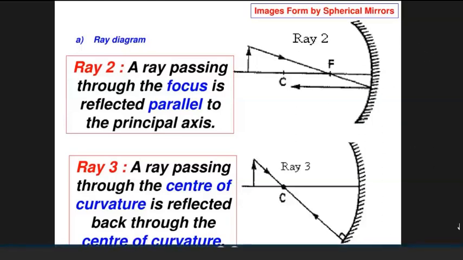Now we have to learn about the third special ray. Only these three special rays will help you to draw a ray diagram for various positions of an object in front of a spherical mirror. The third special ray is defined as a ray passing through the center of curvature is reflected back through the center of curvature.